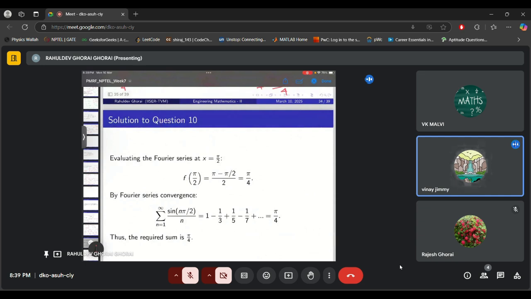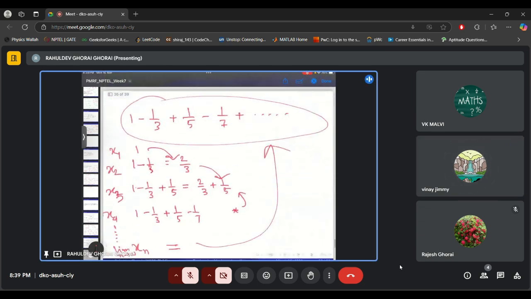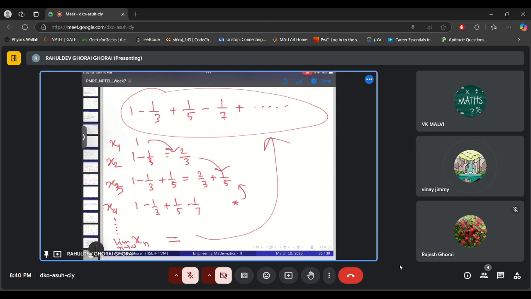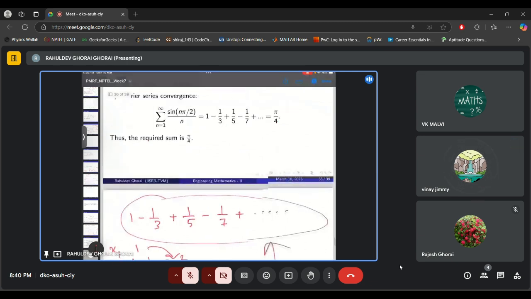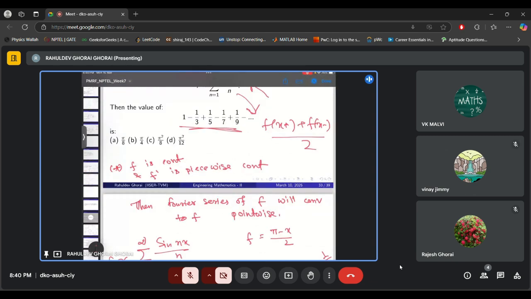Sir, hello, yes, please. Yeah, can you hear me? Sir, you check that sequence at every Fourier point, at every Fourier point, will it converge? Yes, it will converge using this one. If I have a continuous function and the derivative is also piecewise continuous, then it converges.